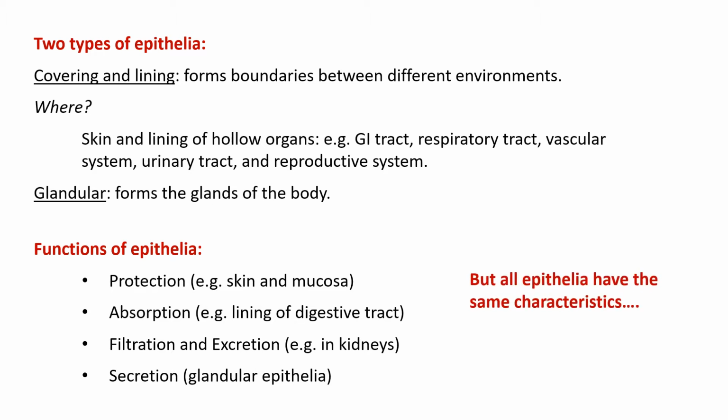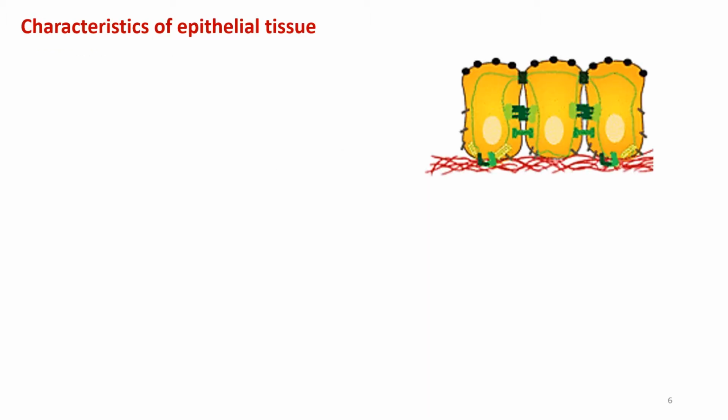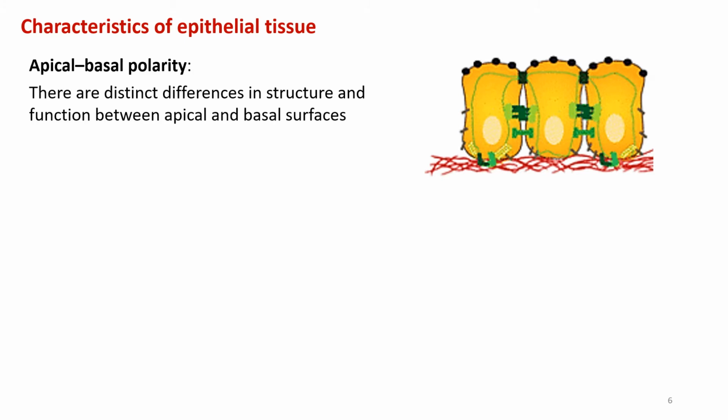All epithelia, though, have the same characteristics. So, our characteristics, the big one is apical basal polarity. So in other words, there are distinct differences in the structure and the function between the top and the bottom, the apical and the basal surfaces. And if you think of covering and lining, that would be fairly evident, wouldn't it?